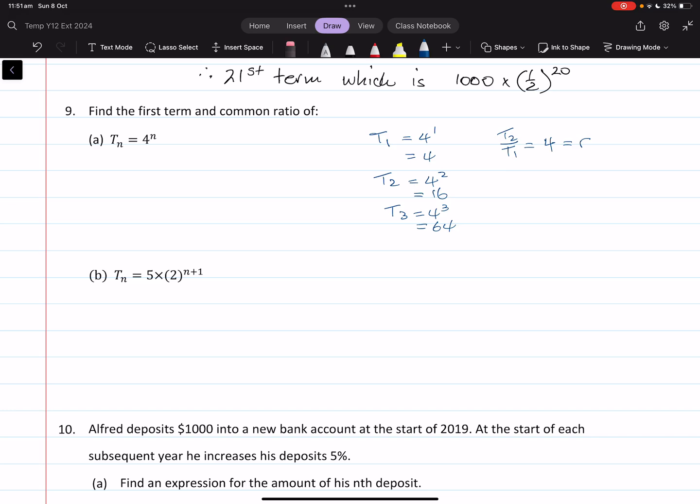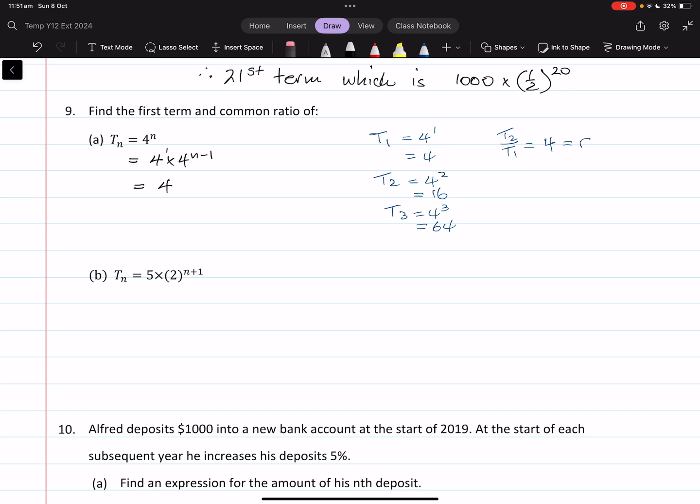But there is a quicker way to do this, and that is to recognize that the question is very close to the format of the general formula for a geometric sequence. It is 4 lots of 4 to the n minus 1. I've just used an index law. That's 4 to the power of 1. I'll put the 1 there so we can see it. 4 to the power of 1 times 4 to the power of n minus 1 gives you 4 to the n. Why did I do that?